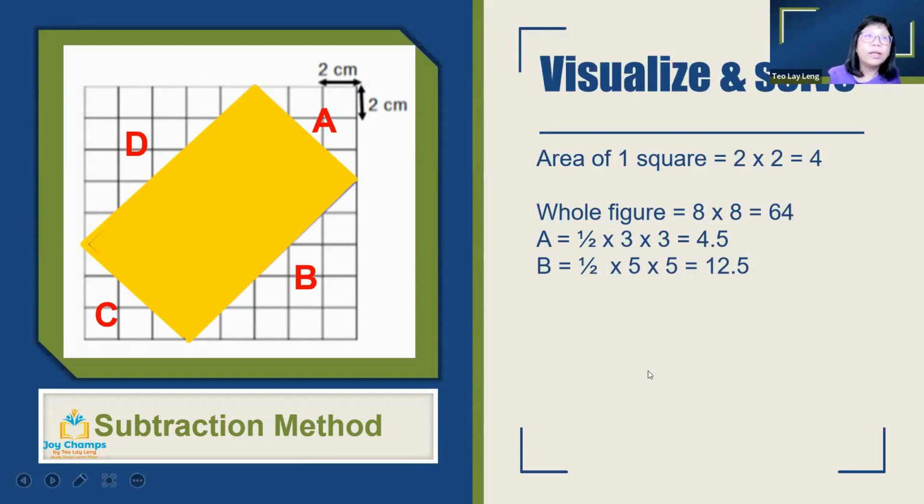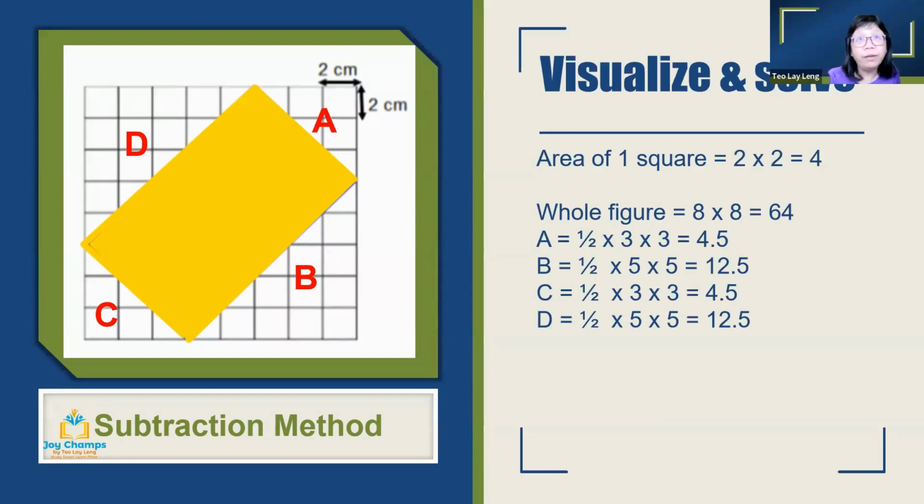And you hop over to the left-hand side, left bottom, you will find that there is a right angle triangle C, which has a base of 3 and a height of 3. And therefore, triangle C occupies half times 3 times 3, and that is 4.5 squares. Then over to the top left-hand corner, which is a right angle triangle D. Now, how many squares does D occupy? It will be half times 5 times 5, giving it 12.5 squares.